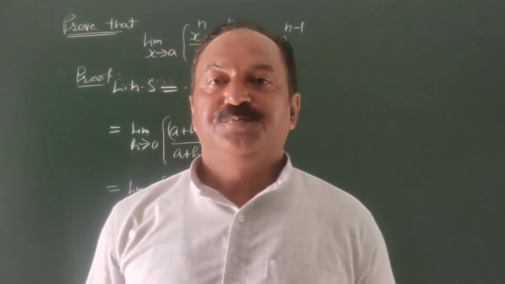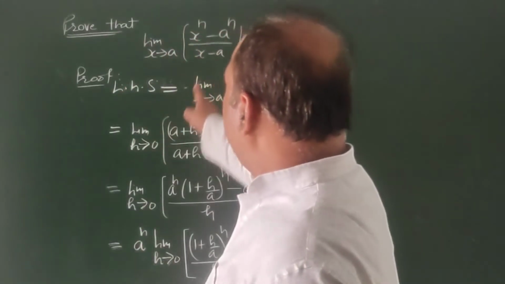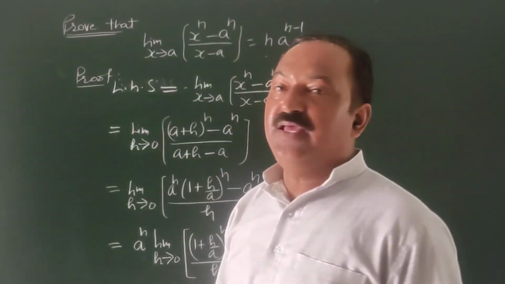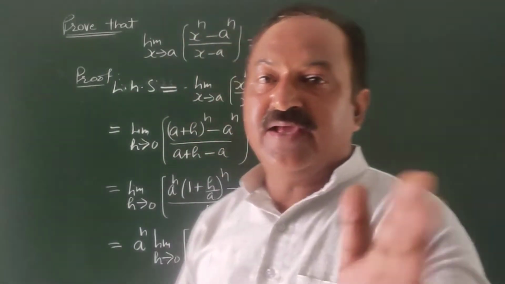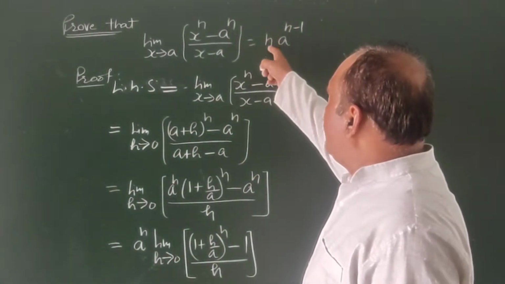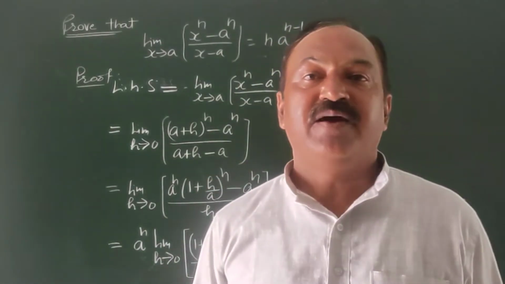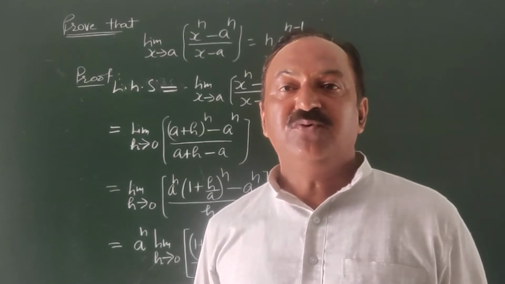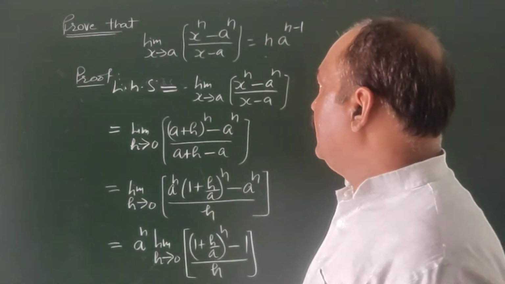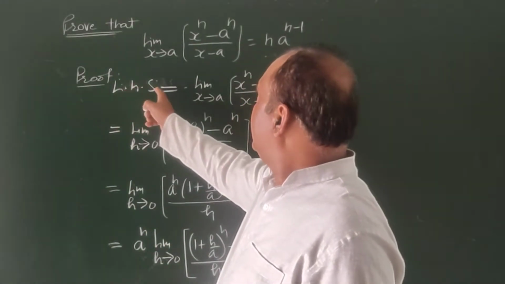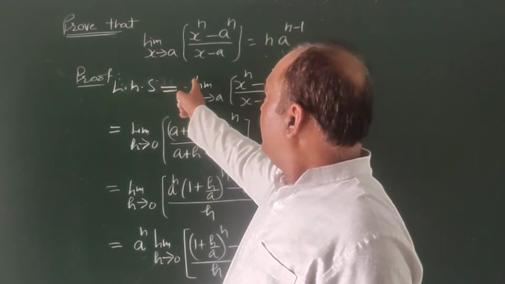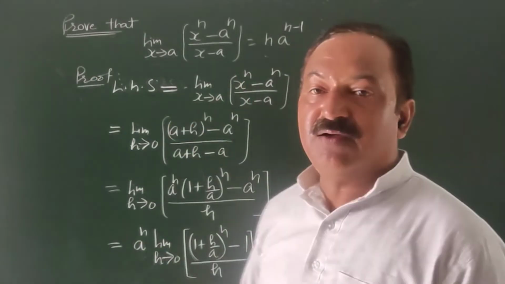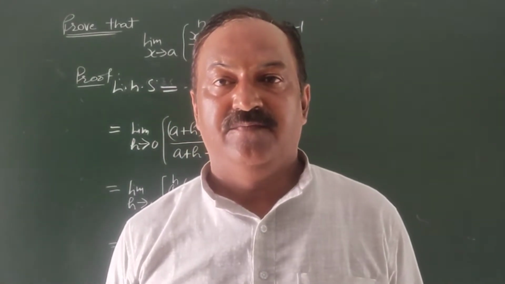Now let us prove that limit of x approaches to a x raised to power n minus a raised to power n upon x minus a is equal to n into a raised to power n minus 1. So to prove this formula, this theorem, we first take the left hand side: limit of x approaches to a x raised to power n minus a raised to power n upon x minus a.